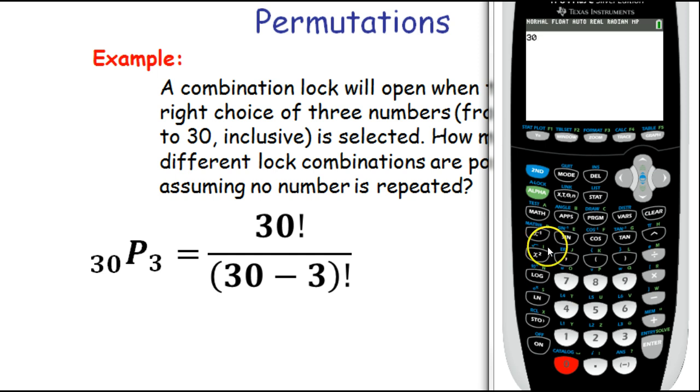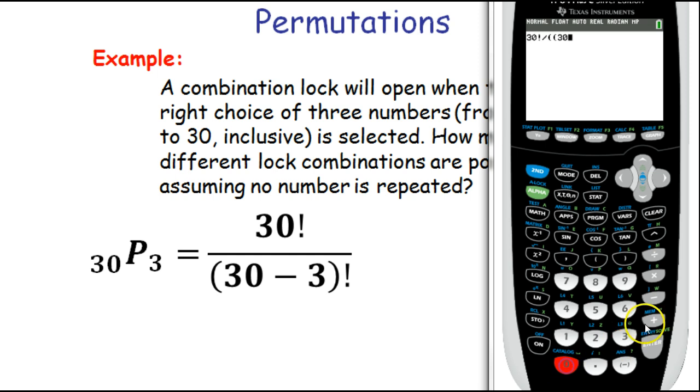The shortcut is right here if we go to Math, and then we go over to where it says Prob. Then we have this factorial right here, option number 4. It gives us the factorial. Now we're going to divide that by 30 minus 3 factorial. If you're going to do it just like this, we need to make sure to have some parentheses here.